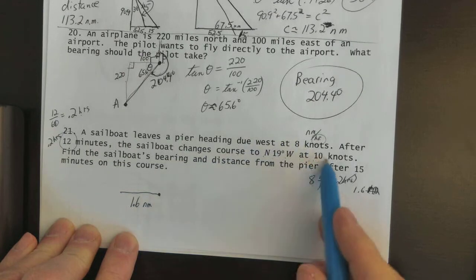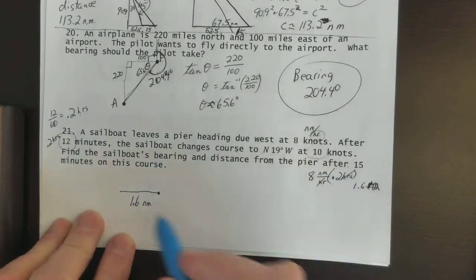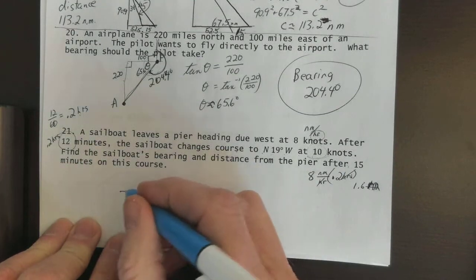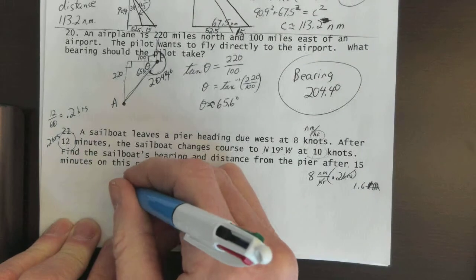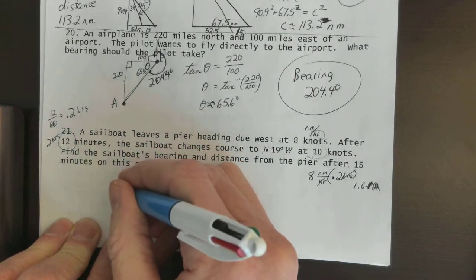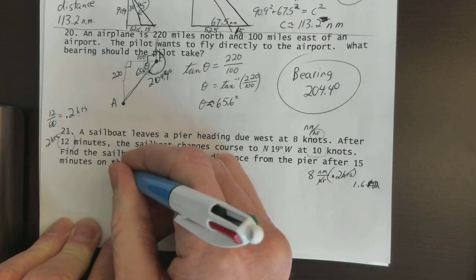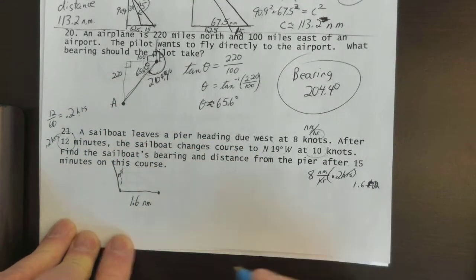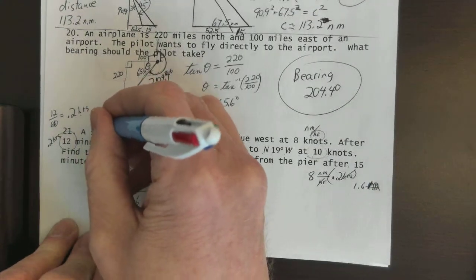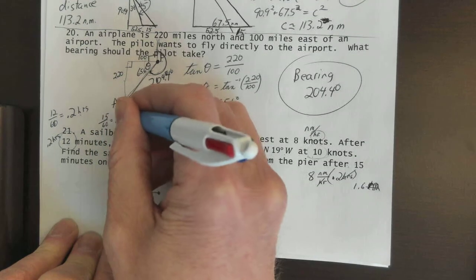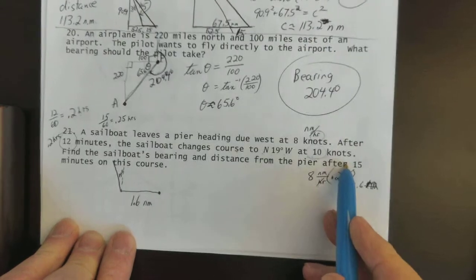It changes course and goes 10 knots for 15 minutes after it changes course, to north 19 degrees west. So let's go 19 degrees here. And 15 minutes, 15/60ths, that is 0.25 hours. So a fourth of an hour is 15 minutes, 0.25.